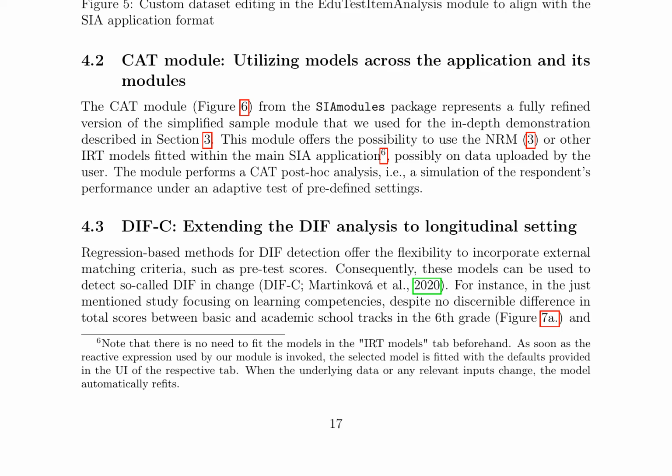shown in Figure 7a. Notably, the CAT module can automatically refit selected models when the underlying data or relevant inputs change, eliminating the need for manual refitting. This is achieved through the reactive expression used by the module, which invokes the model fitting process with default settings provided in the UI of the respective tab.